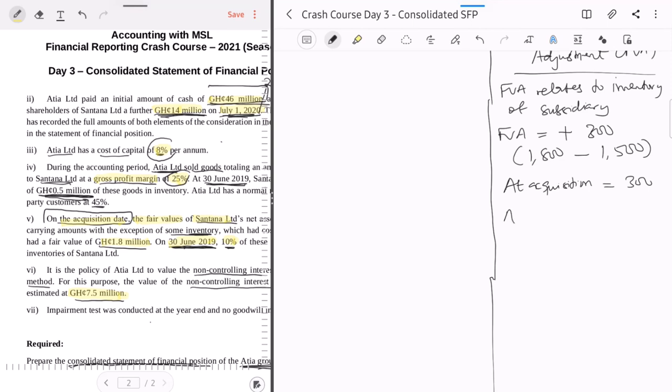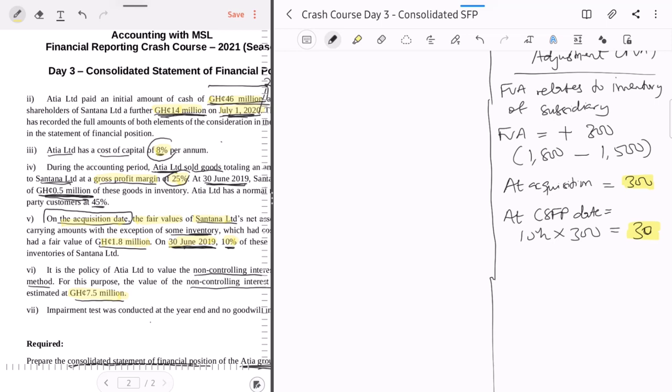So I'll call this at CSFP date. Please, CSFP is what? Consolidated Statement of Financial Position. So at the balance sheet date or the year end, only 10% remained. So this would be what? 10% of 300, which would give me what? 30. So I know acquisition is 300. CSFP date is what? 30.